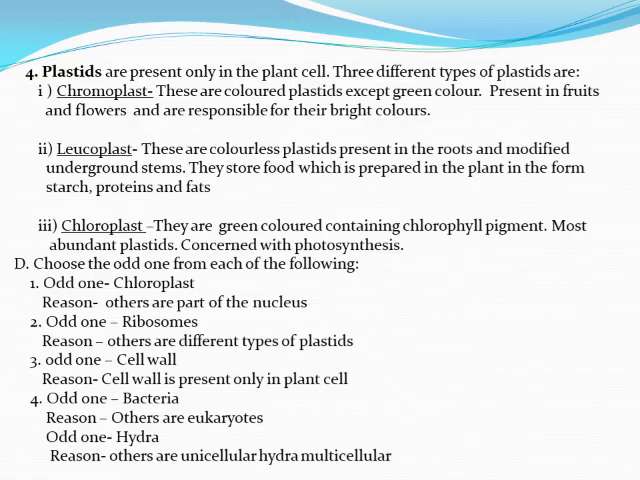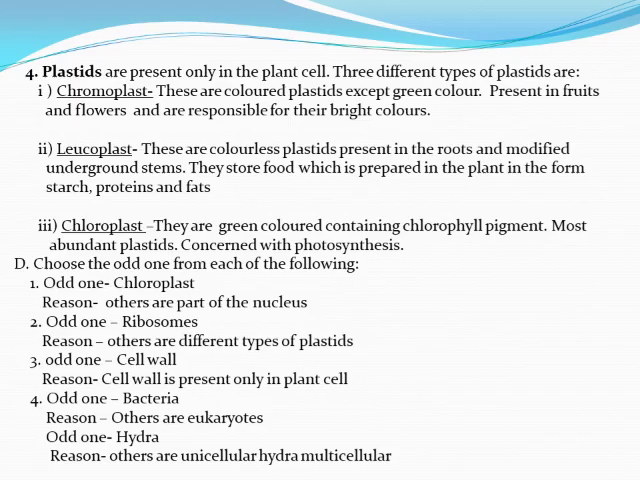But chloroplast is what? It is a type of plastid. Okay. Now, the next question. D2: chloroplast, ribosomes, leucoplast, chromoplast. These four options are given. Now, out of this, which one is the odd one I have written?